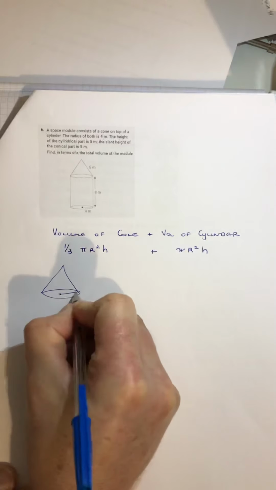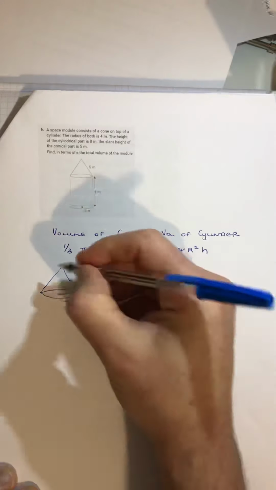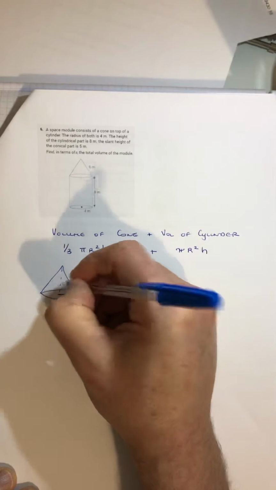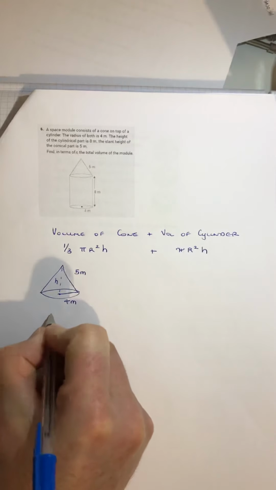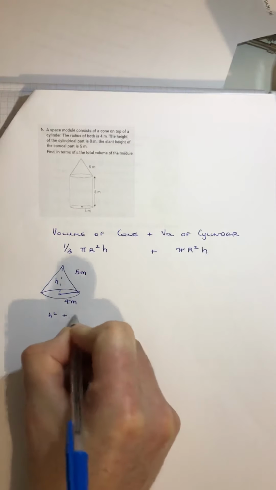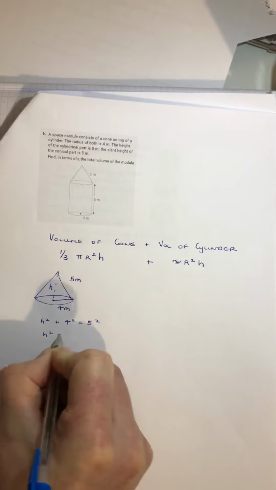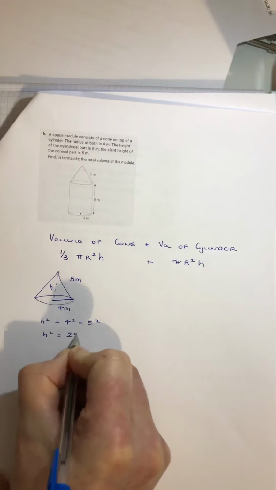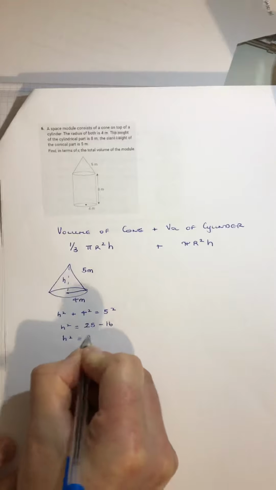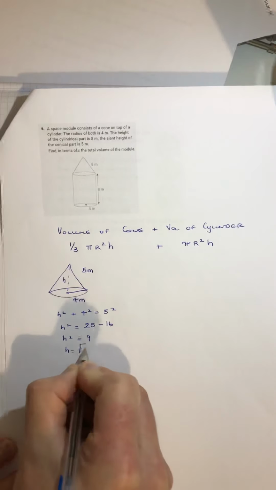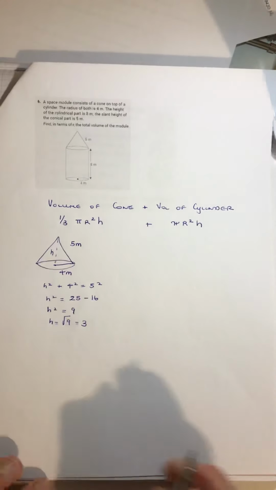So we have a cone, and we know that the radius is 4, and we know the slant height is 5. But what we need to find is h. So we're going to do h squared plus 4 squared is equal to 5 squared. H squared is equal to 5 squared, which is 25, take away 4 squared, which is 16. H squared is 9. So h is the square root of 9, which is 3. Because we need the height for the cone.